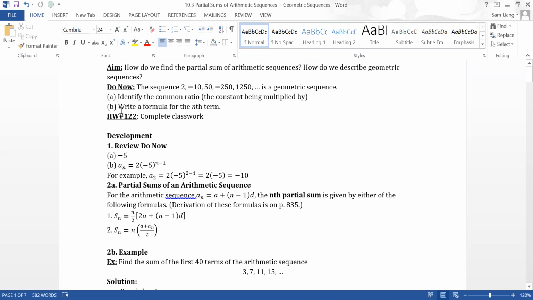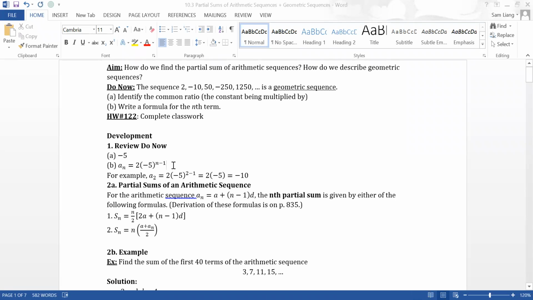For part B, where we had to write a formula for the nth term, a sub n is equal to 2, which is the first term in the geometric sequence, times negative 5, which is the common ratio, to the power of n minus 1. Again, we need that power of n minus 1, because just like the arithmetic sequence, our first term is called a1, not a0, so that does affect the indexing. And here it affects the exponent.